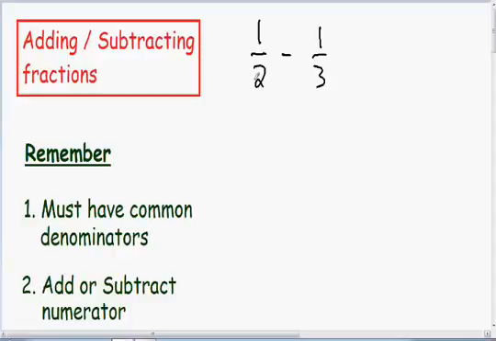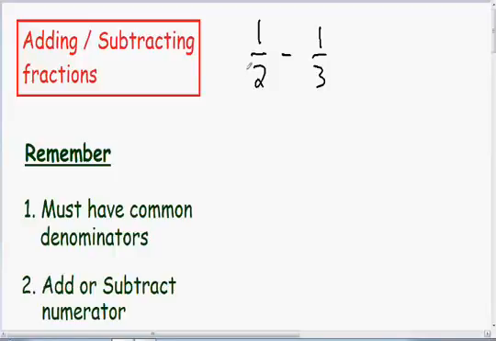So now I want to go over one more adding and subtracting fractions example that do not have common denominators. So here we have 1/2 minus 1/3. Notice in the first fraction we have a denominator of 2, and in the second fraction we have a denominator of 3. And in order to subtract these fractions, we need to have a common denominator. The bottom number needs to be the same. So our common denominator is going to be the least common multiple between 2 and 3.